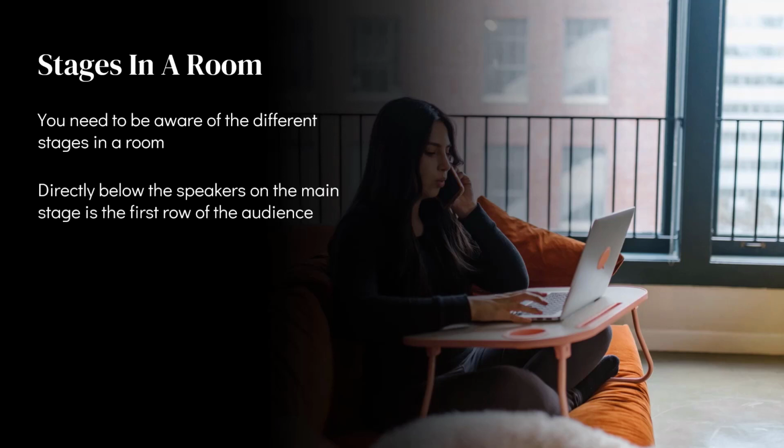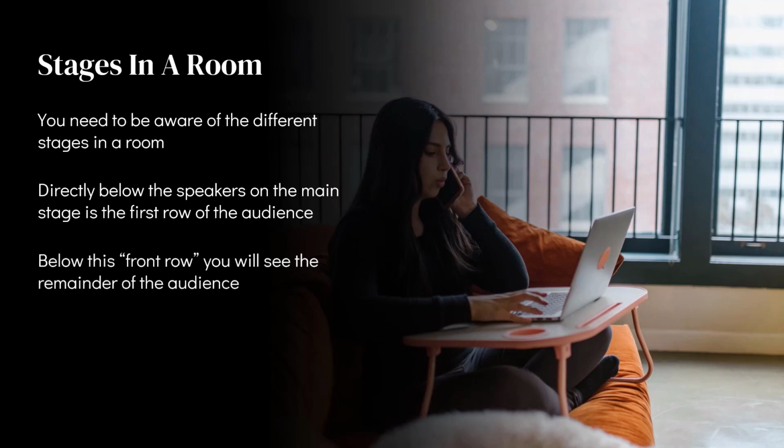Directly below the speakers on the main stage is the first row of the audience. This has a name followed by the speakers. This stage will highlight members who have already had interactions with the speakers and have begun to build relationships. Below this front row, you will see the remainder of the audience. These are the other people in the room that are just listening to the conversation.